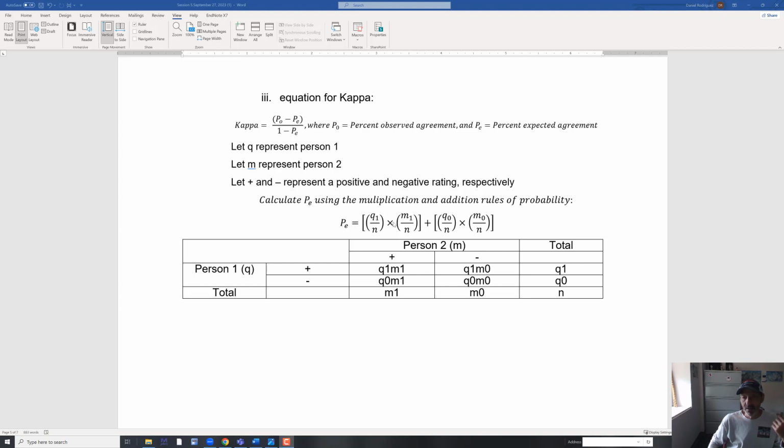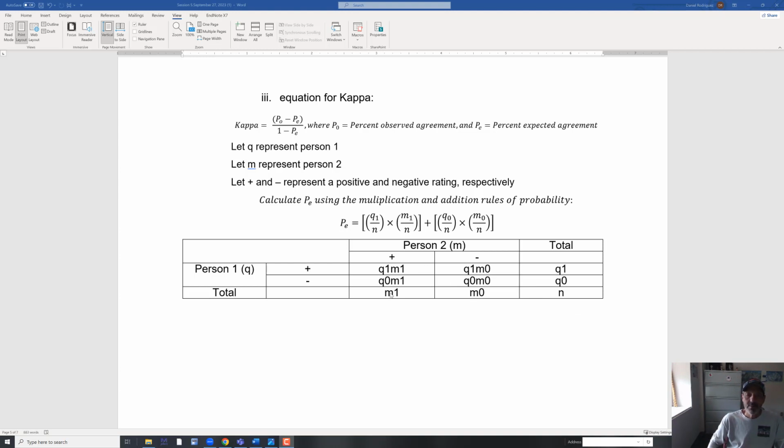It's Q1 divided by N divided by the total. So that's a proportion, right? And then person 2 has to also rate the individual as positive. So in M1 cases, person 2 rated the individual as positive, so we'd have M1 divided by N. And this is a bunch of different individuals, not just one individual, right?